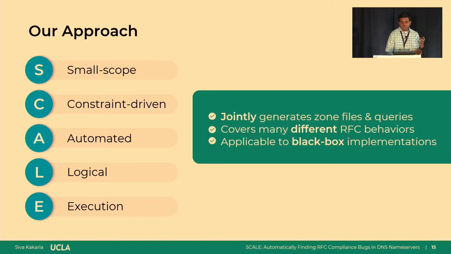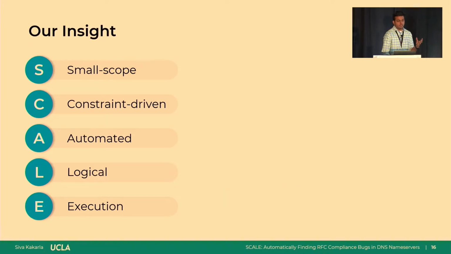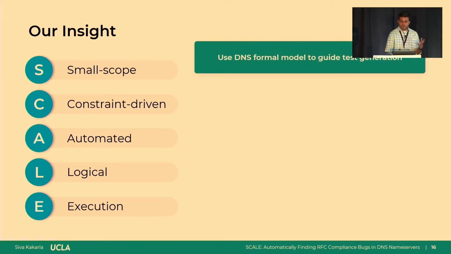So what was the key insight that enabled all of this? Well, if you look at networking protocols, we notice that we have a key advantage over normal software, which is that we have a well-documented specification of what the software must do, though it is in English. So what we do is we use a DNS formal model that we developed from RFCs in our prior work, Groot, to guide the test generation here.